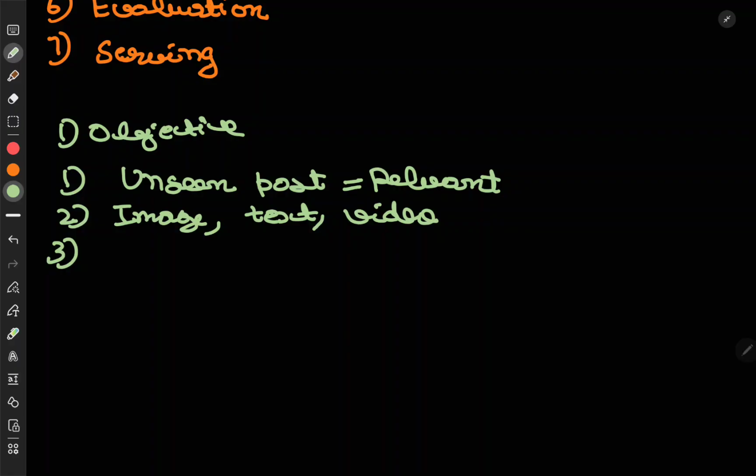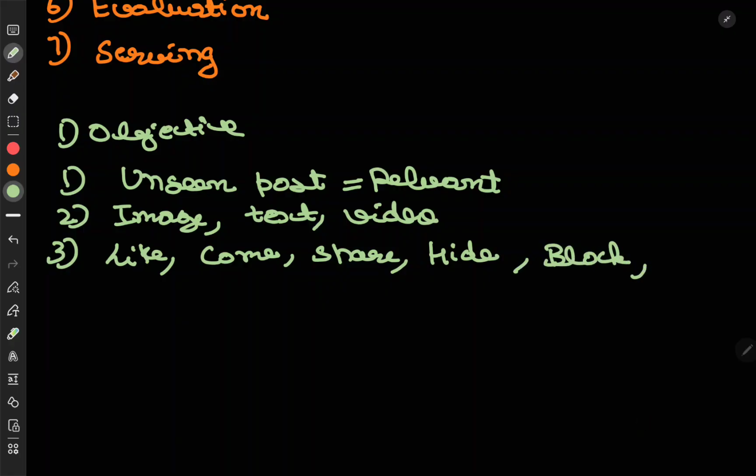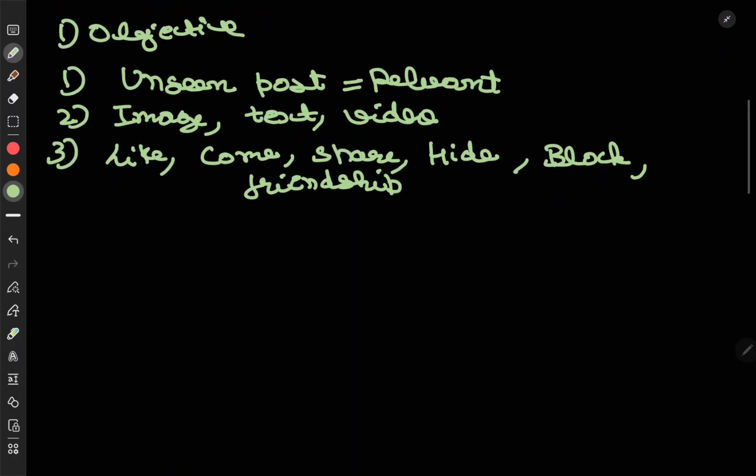Third thing is that here the user can like a post, comment on a post, share a post, hide a particular user, block a particular user, and even send a friendship request as well, as we do on such platforms like Insta and LinkedIn.